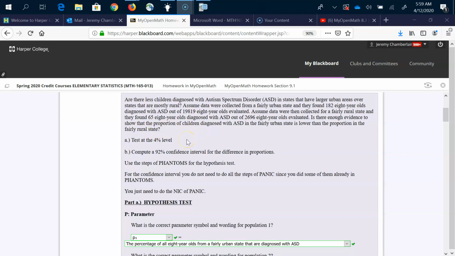So the first part of the problem wants us to do a hypothesis test at the 4% level. What they really mean here is the level of significance. Alpha is 4%. And the second part of the problem, they want us to compute a confidence interval for the difference in proportions, and they want a 92% confidence level.